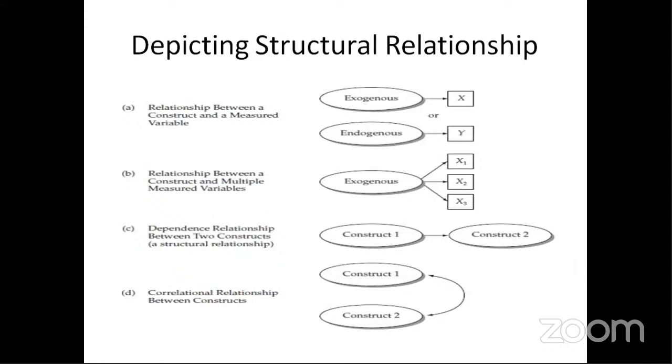Now there are some relationships we talk about. One type can be exogenous, a construct affecting X, and endogenous, a construct affecting Y. The third type of relationship can be construct to construct. The fourth type of relationship is a correlation between construct and construct.